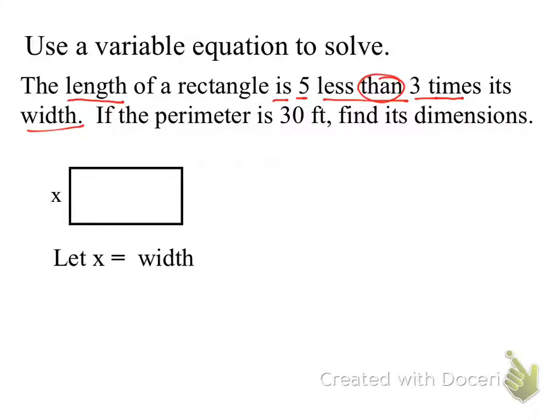Length is... length. Okay, go on. Yep, Josh. Is it x plus 3 times, how do I show 3 times width? 3x? Good. And we know that this is 5, and in the middle, that's a minus sign. But we have to crisscross it because it says than. What does it become? 3x minus 5. Right. So that length is 3x minus 5. You guys with me? Okay.